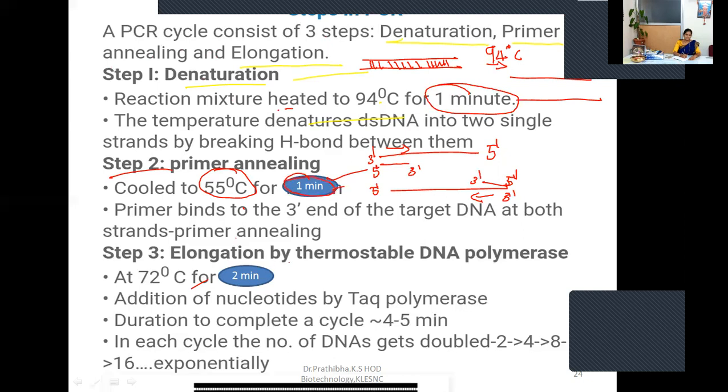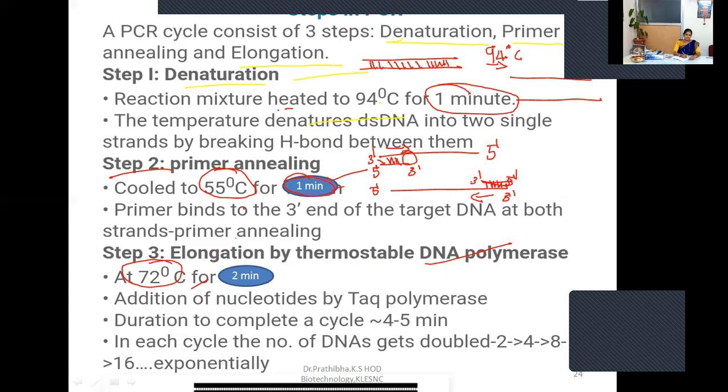Now let us understand elongation, or synthesis, by the thermostable DNA polymerase, which is obtained from the Thermus aquaticus organism. This Taq DNA polymerase works best at an optimum temperature of 72 degrees Celsius. For 2 minutes, this 72 degree temperature will be maintained. At that temperature, the Taq DNA polymerase enzyme goes and binds to the primer initiation region.